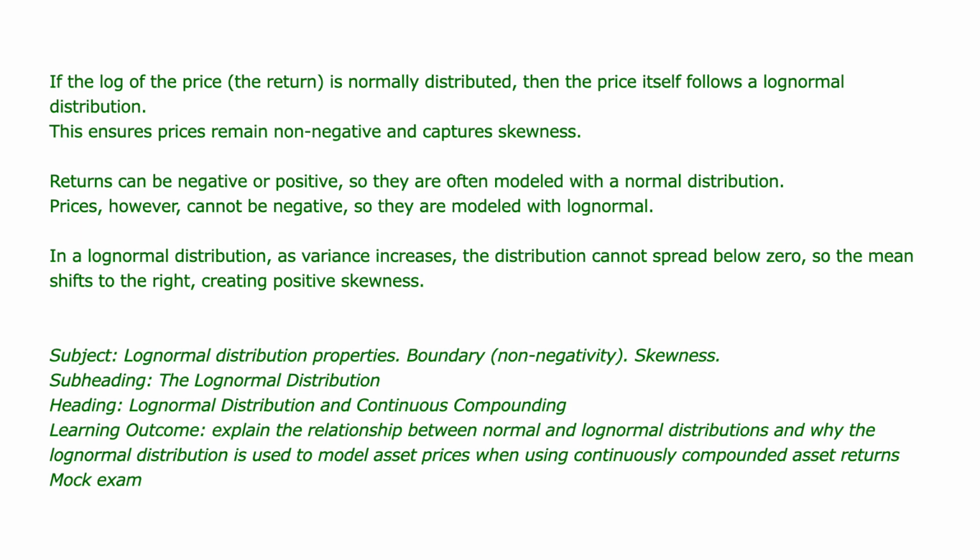If the natural logarithm of a variable, the return, is normally distributed, the variable itself, the price, follows a log-normal distribution. Because the distribution cannot spread below 0, as variance increases, the distribution's center is pushed to the right, which creates the positive skewness noted by the analyst.